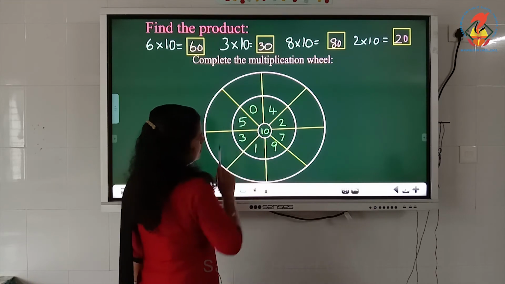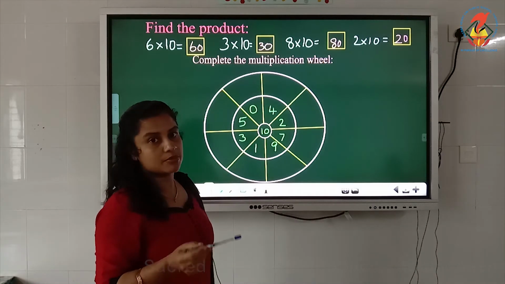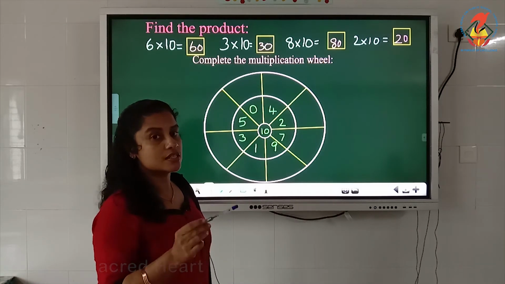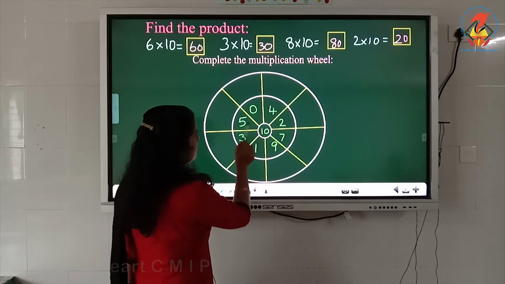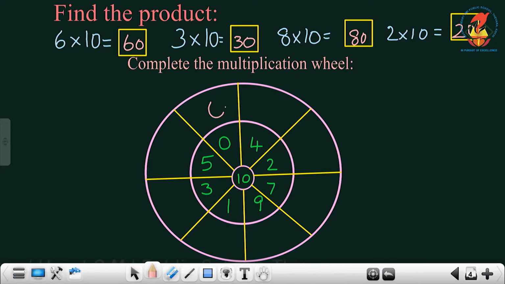0 times 10. What is 0 times 10? When you multiply a number with 0, answer is always 0. So what is 0 times 10? 0 times 10 is 0. That you have to write in the outer box. Next is 4 times 10. What is 4 times 10? 4 times 10 is 40.